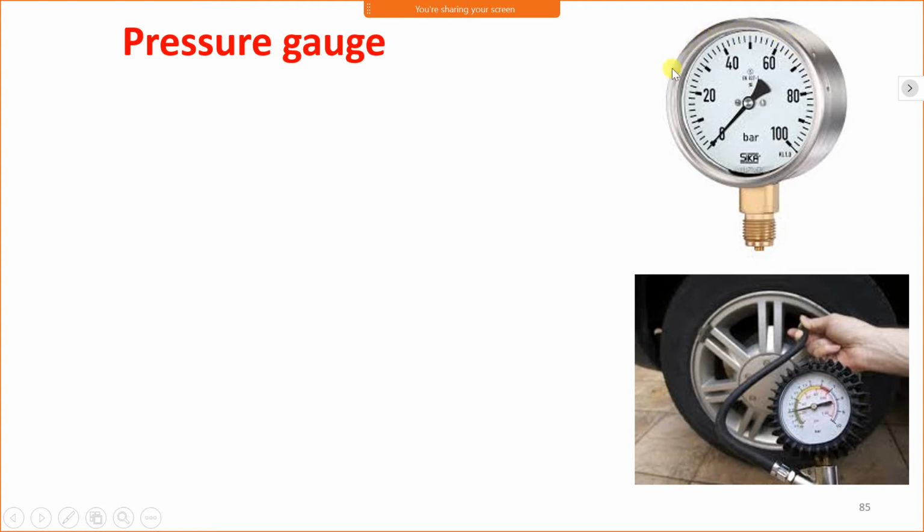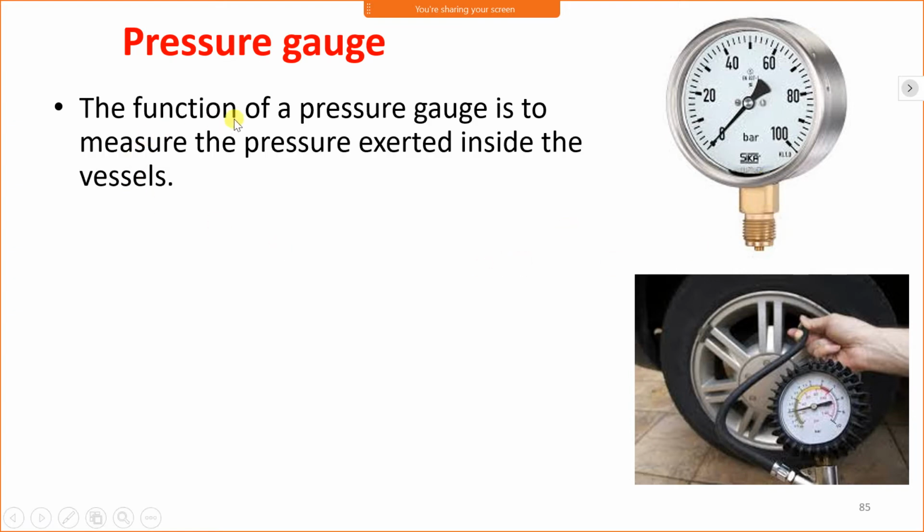Now this is the casing of the Bourdon tube pressure gauge, and inside are the readings, called the calibrated scale, and the pointer which shows the reading. The lower end has a thread which is directly mounted on the boiler shell, or mounted with the help of a pipe. The function of the pressure gauge is to measure the pressure exerted inside the vessel, to check or measure the pressure of steam inside the boiler.